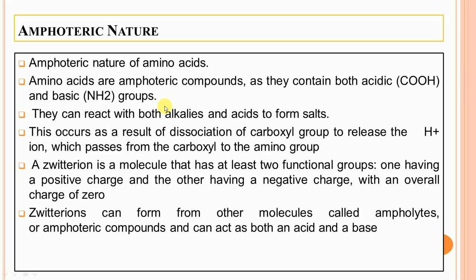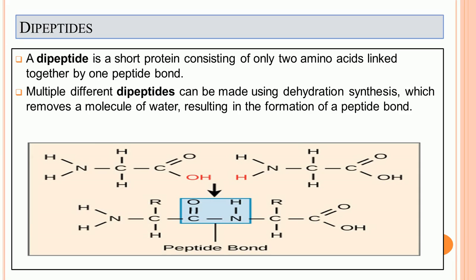A zwitterion is a molecule that has at least two functional groups, one having a positive charge and the other having a negative charge, with an overall charge of 0. Zwitterions can form from other molecules which are called ampholytes or amphoteric compounds, and can act as both an acid and a base.